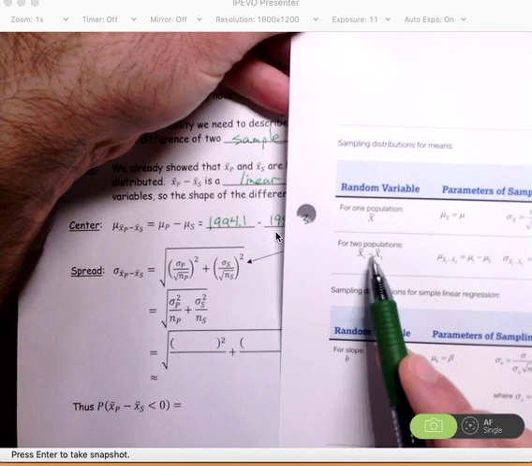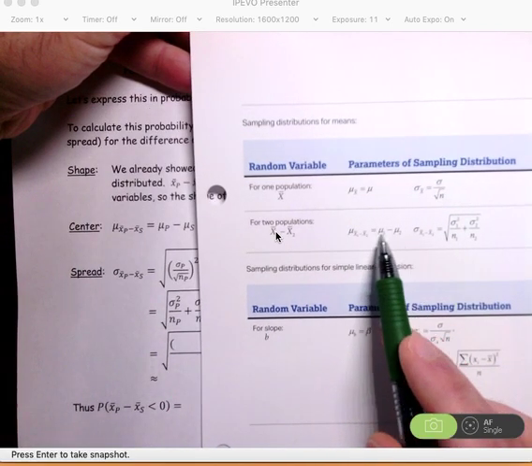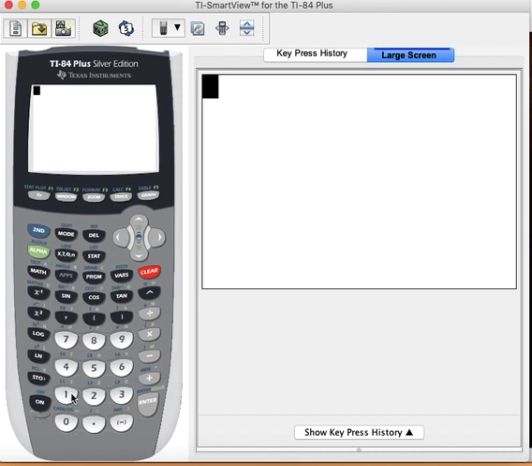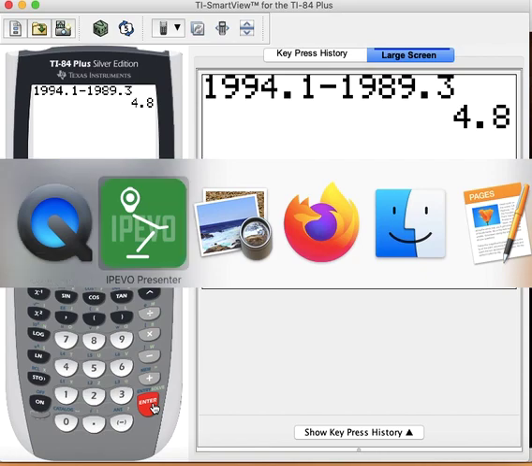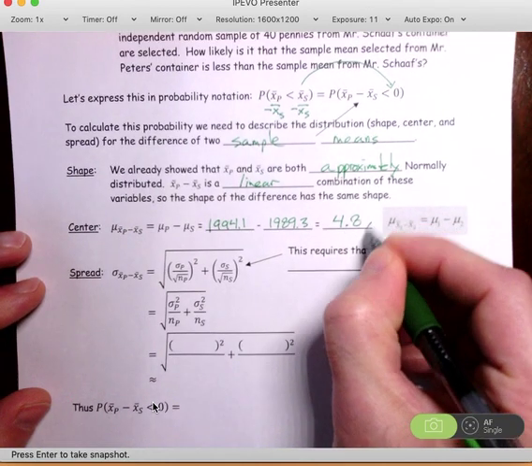So notice, for two populations working with two sample means, the mean of the difference of those sample means, all we have to do is take the difference of the two population means. So we will do that now. So that was 1994.1 minus 1989.3. So our distribution has a center. The mean for the differences is 4.8. So we know the shape and the center, it's 4.8 years.